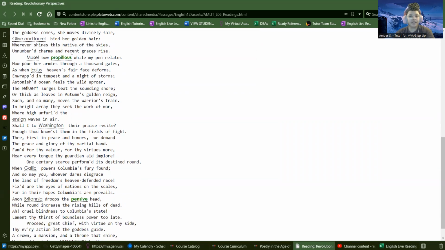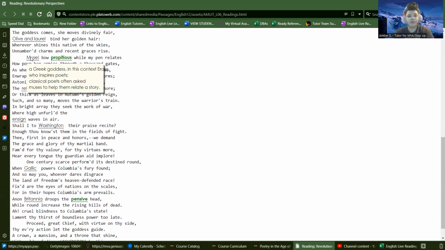So now we get into this next stanza here. Muse, and this is underlined. So Wheatley is calling upon this muse. And the reason why she's doing this is because in older Greek and Roman poetry, they would call upon the beings that are supposed to inspire them, basically.